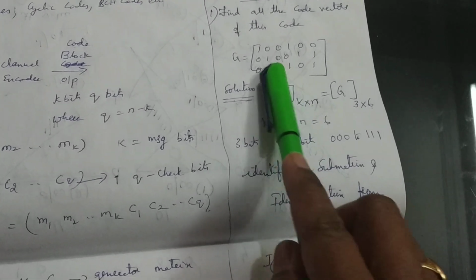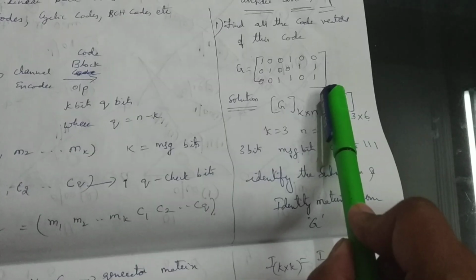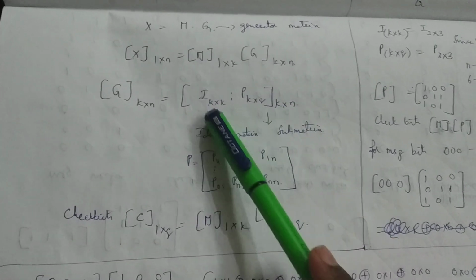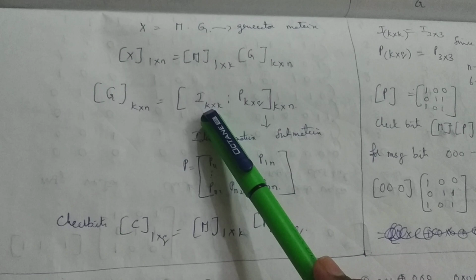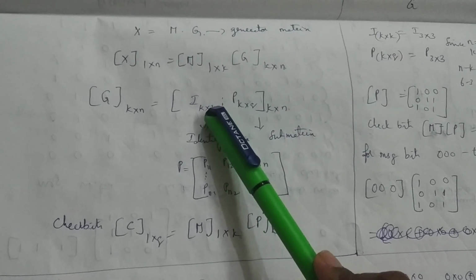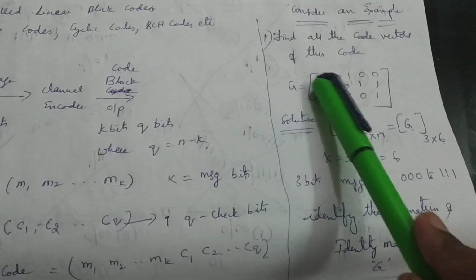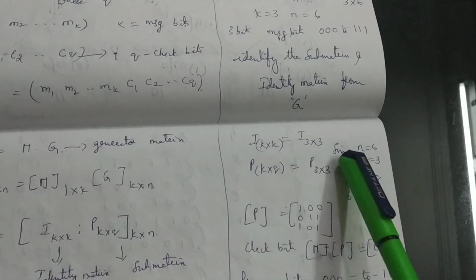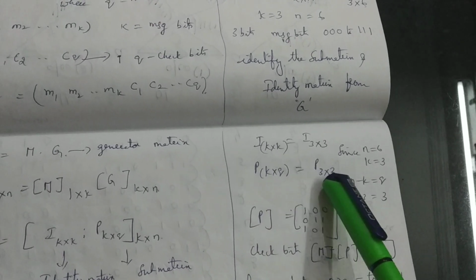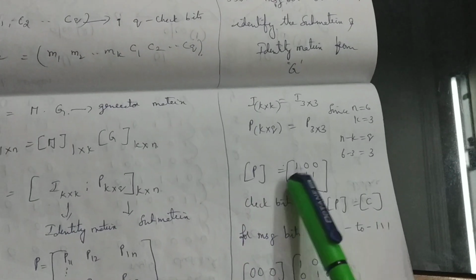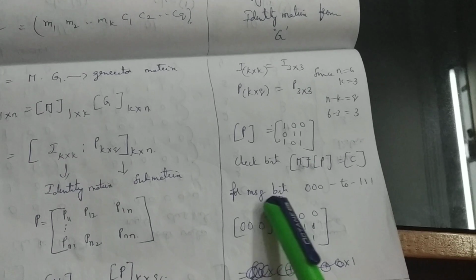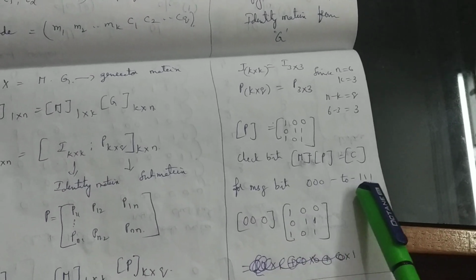Now you have to identify in the given generator matrix which is my identity matrix and which is my submatrix. You have to remember this formula: I is k cross k, here k is 3, so I will be 3 cross 3, that is the first 3 rows and 3 columns will be your identity matrix, 1 0 0, 0 1 0, and so on, and the remaining will be your submatrix. So I is 3 cross 3, and P is k cross q, which is equal to 3 cross 3. So identify the submatrix. Now this is my submatrix. Now how are we going to find the check bits? C will be equal to M into P, for the message bits from 000 to 111.